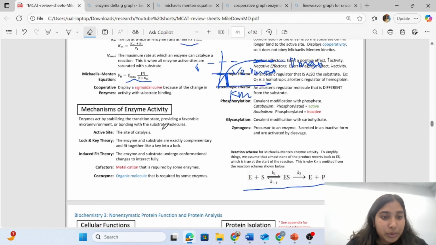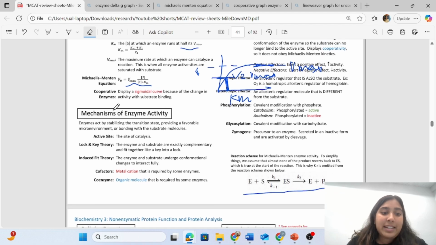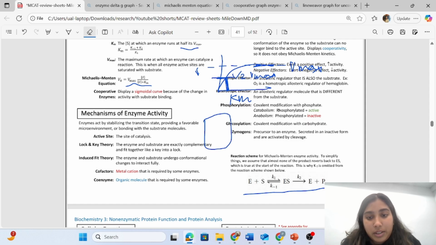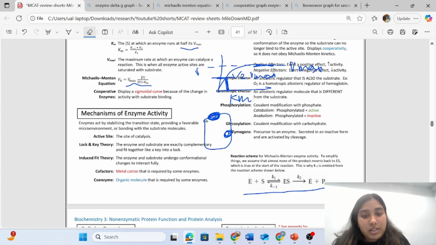Then we come to mechanisms of enzyme activity. Say this is your enzyme. Any enzyme will have an active site and an allosteric site. The active site is the main site where catalysis happens. Some substrates like to bind to the allosteric site and cause a conformational change. We'll see it in the later part of the chapter, but for now the active site is just the site where the substrate can bind and make the enzyme active.